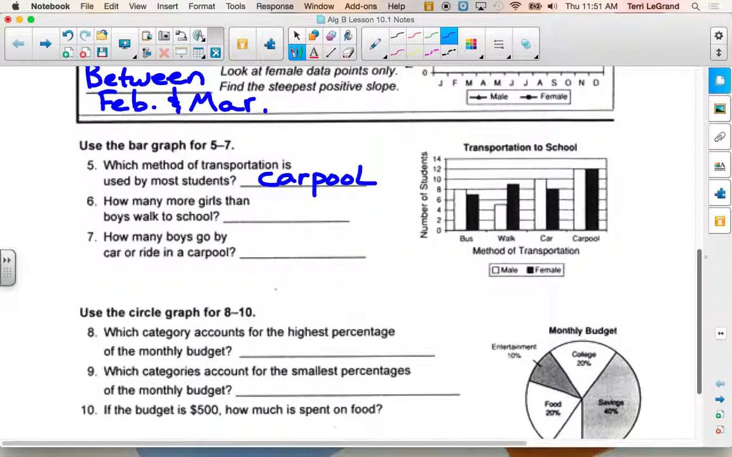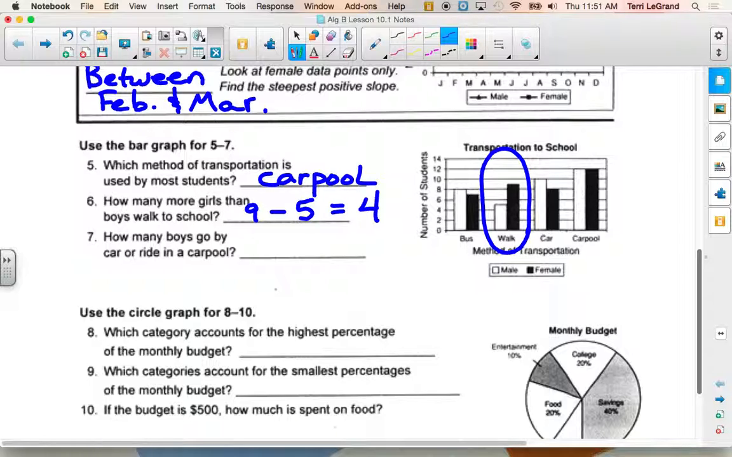How many more girls than boys walk to school? So we just zero in on the walking, right? How many girls walk to school? 9. And then if we want to know how many more, do we add or subtract? Subtract. And then how many boys walk to school? 5. So every grid line is 2, so halfway between would be 1 student, wouldn't it? So 9 take away 5, what would we say? 4. There are 4 more girls than there are boys who walk to school.